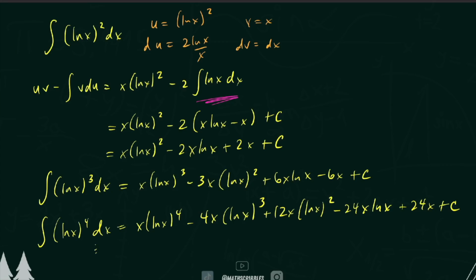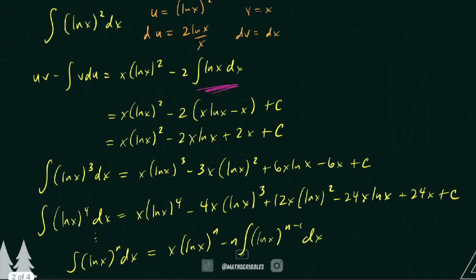If we continue this process, we're going to have natural log of x raised to the power of n dx equal to this property here, x natural log of x raised to the power of n minus n integral natural log of x raised to the power of n minus 1 dx. Now you can technically, I'm assuming, prove this using induction, but we're not going to do that in this case.